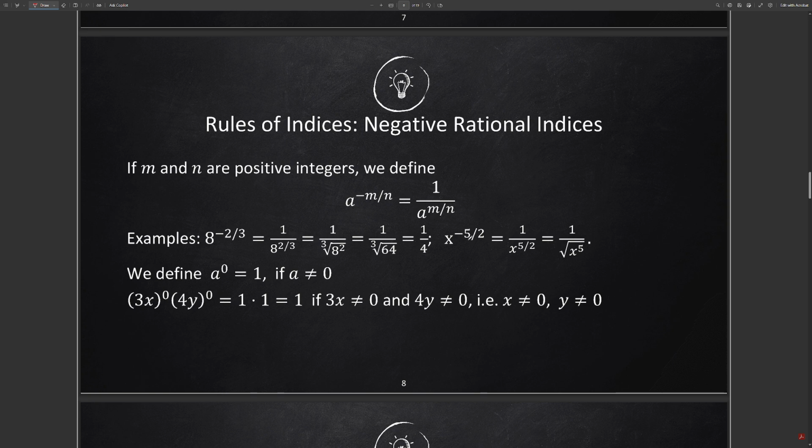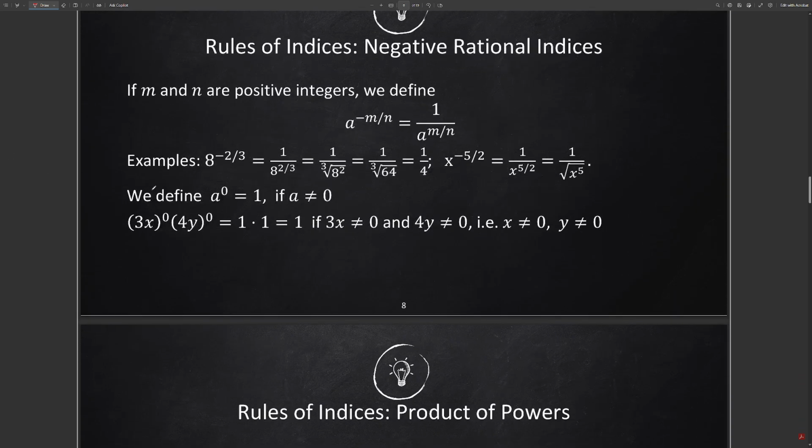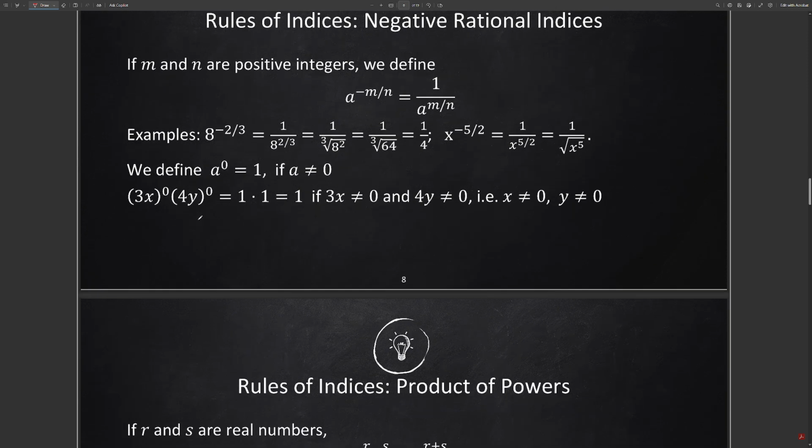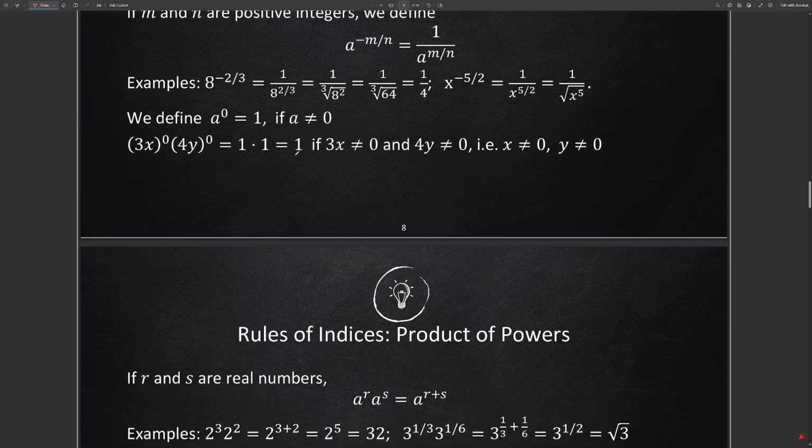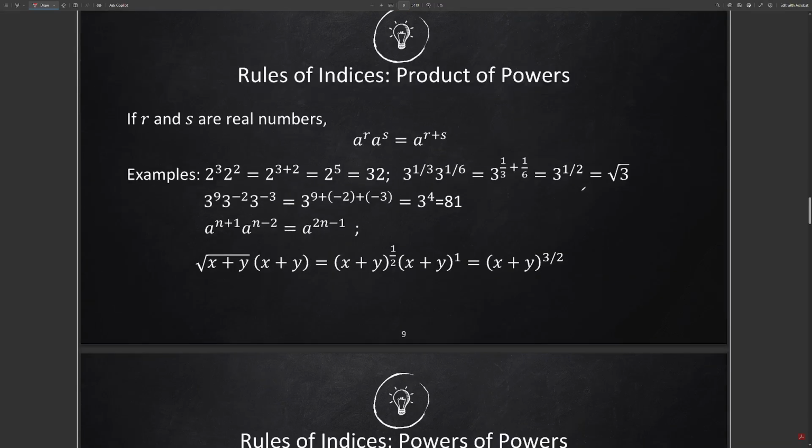x to the power of negative 5 upon 2 is 1 upon x to the power of 5 upon 2 using this rule. And remember, the 2 is already a square root, so we don't need to write 2 here. So just write x to the power of 5, right? And we already defined what a to the power of 0 is from before. So anything to the power of 0 here, we get 1. So it doesn't matter what's inside the bracket here. Right? So that's how we get 1 by 1, which is 1. And this here, we'll explain this more. This will make more sense when we reach the end.